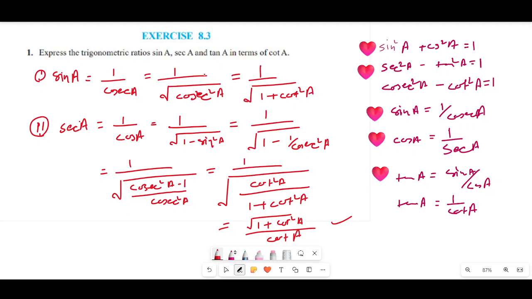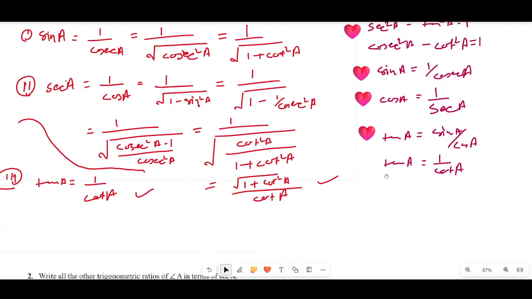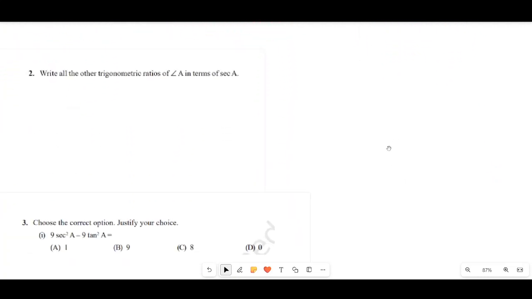Now for tan A, the third part, clear? Third part, tan A is the reciprocal of cot A, so we can write it directly as 1 by cot A. So now come to the second question.